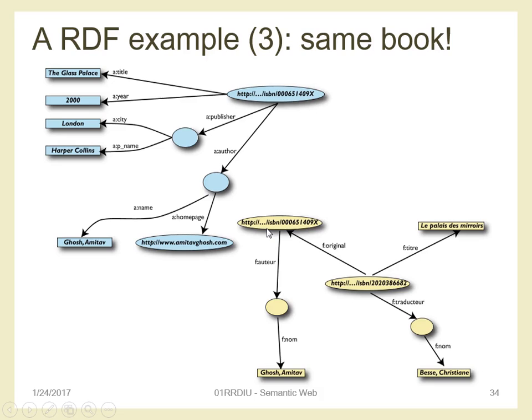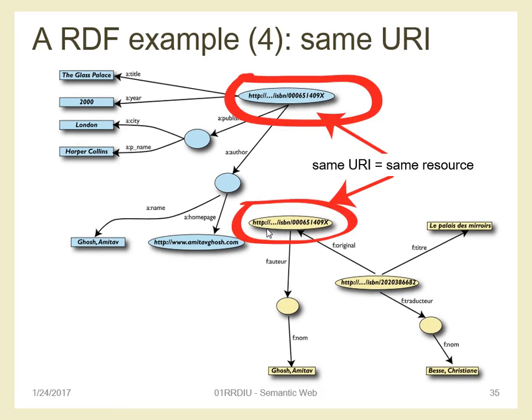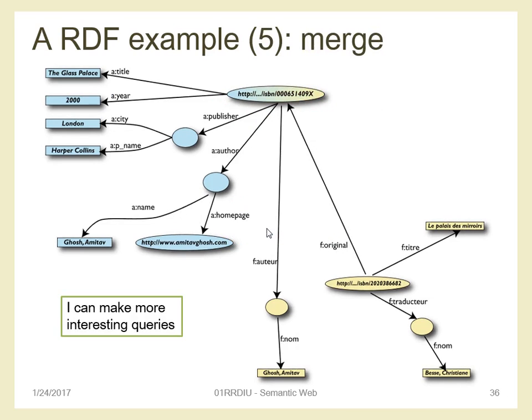So the first step we can do is to merge them. I identify that they are two URIs, they are the same, so it's the same thing, and I can merge them. I merge them in this way. This is simply merging the same node.